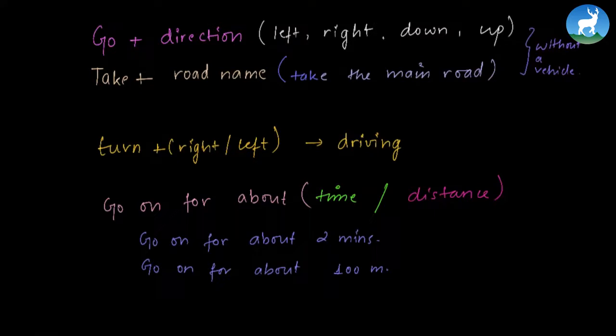Go plus direction: go left or go right, go down, go up. Take plus road name, take the second road is also used. Not take the left, but the road on your left. That is a specific way to indicate the road.